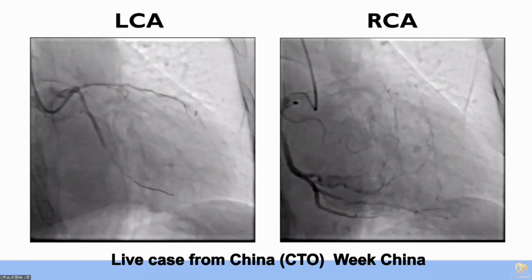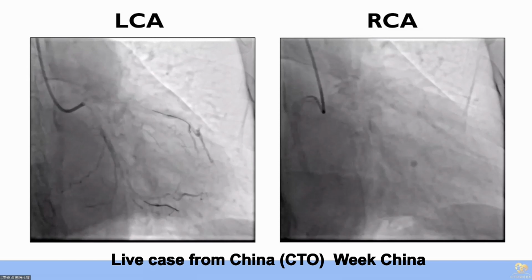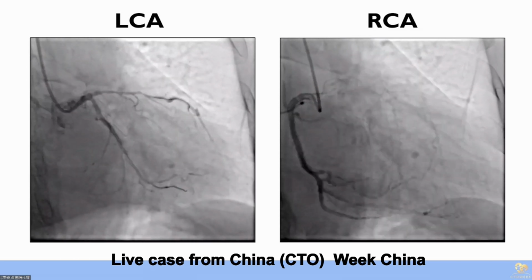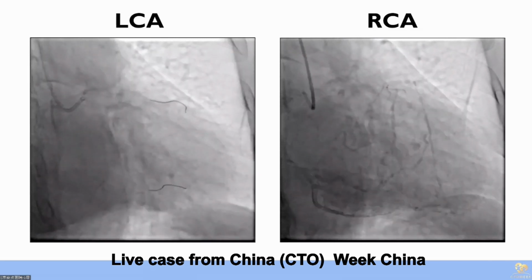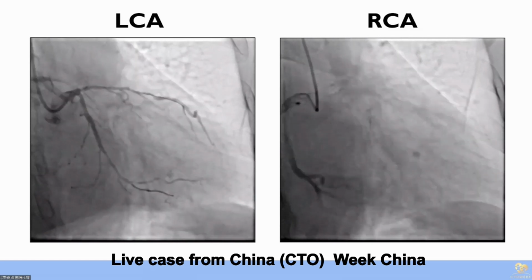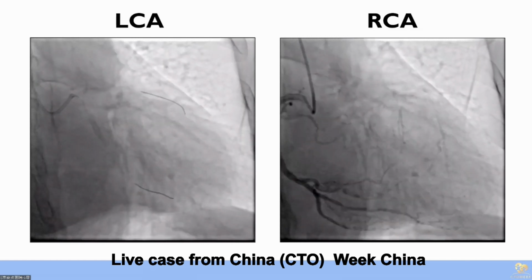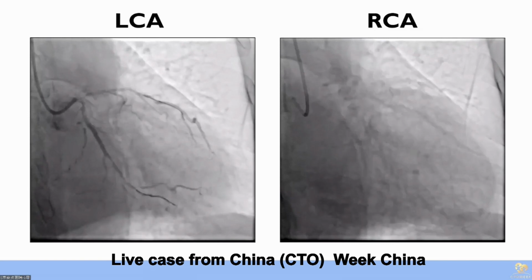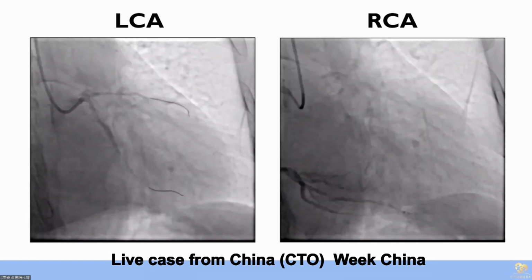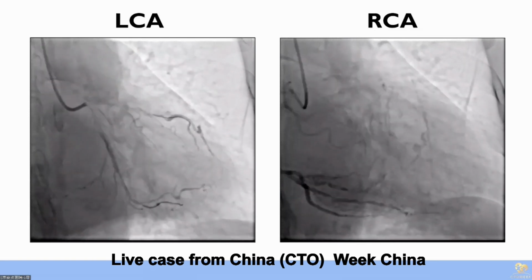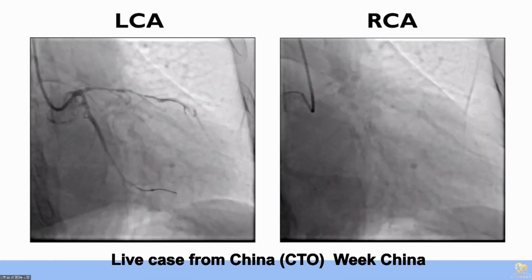Even if the patient has good collaterals from the right side to the left side, I don't think the patient can be treated with PCI from the antegrade approach. I don't think it's easy to do. So this is the baseline angiogram before the procedure.